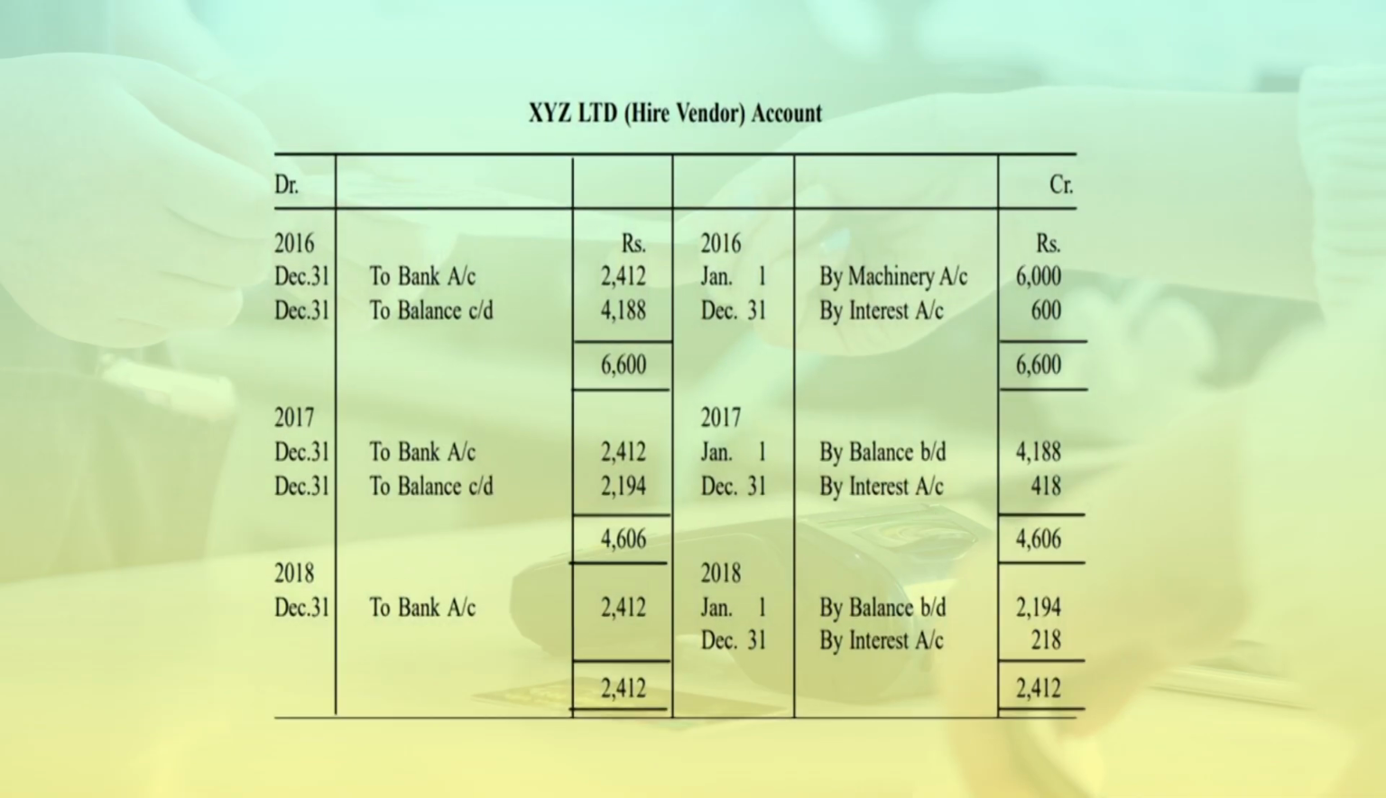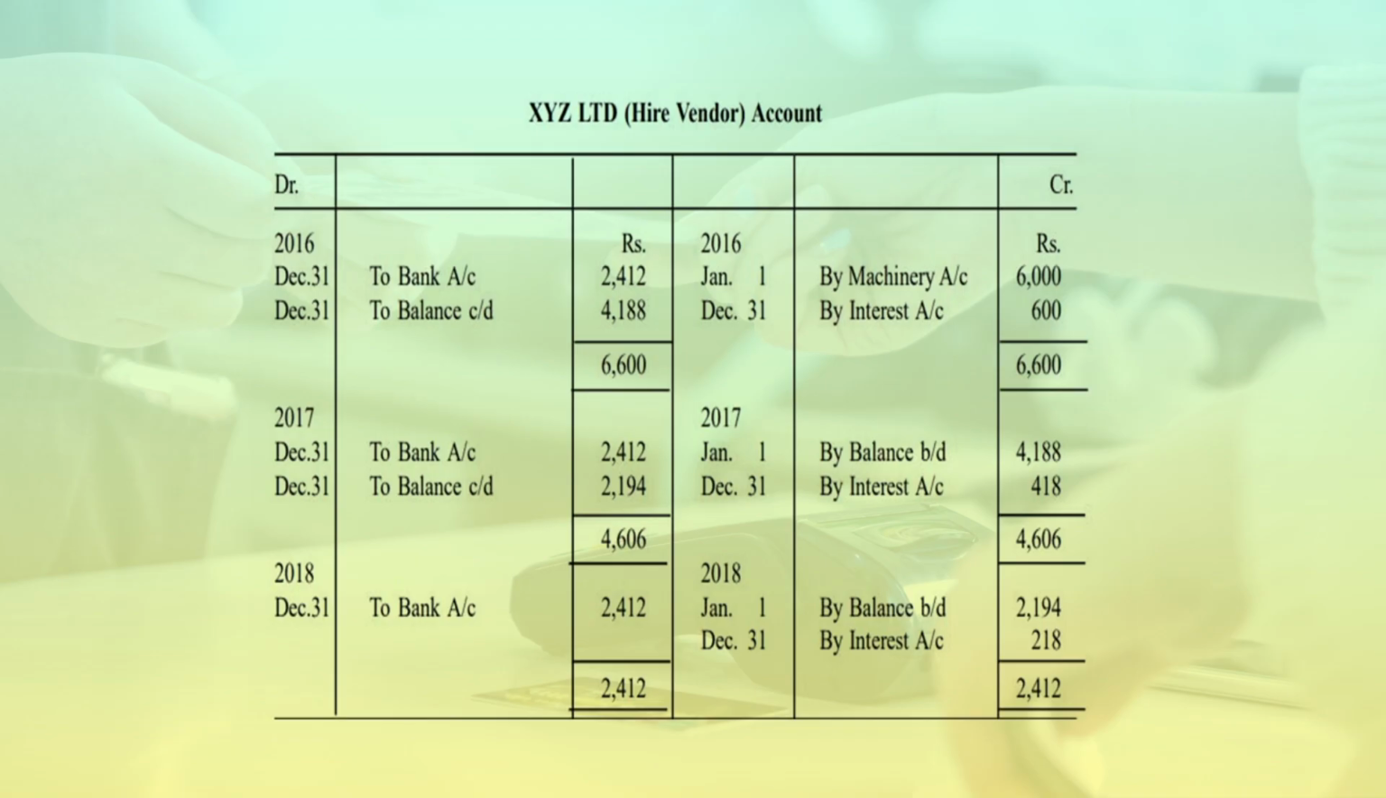Next one is XYZ Limited account. It means hire vendor account. So, generally the hire purchaser will prepare 2 accounts in his books. First one is the asset account and the second one is the hire vendor account. So, in the books of the hire purchaser, the hire vendor account.